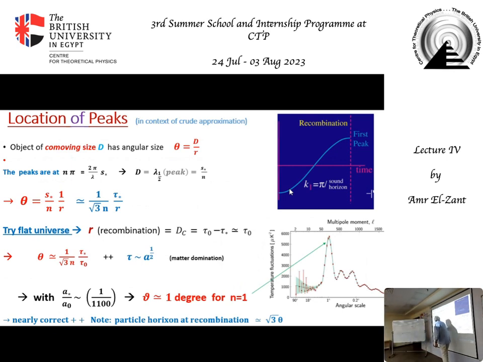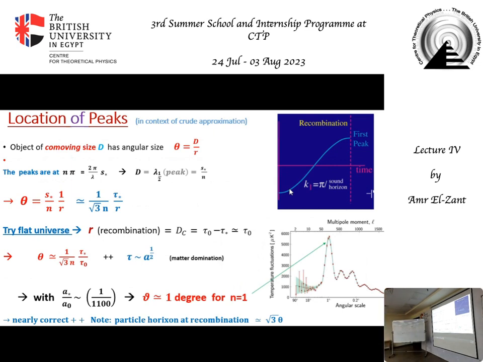So if we know from the slide before that the scale factor a equals 1 today and a equals 1 over 1,000 or 1,100, we got that, remember, from the ionization of the hydrogen from our order of magnitude calculation. So we know the redshift, and putting in these numbers, you'll find theta to be 1 degree.